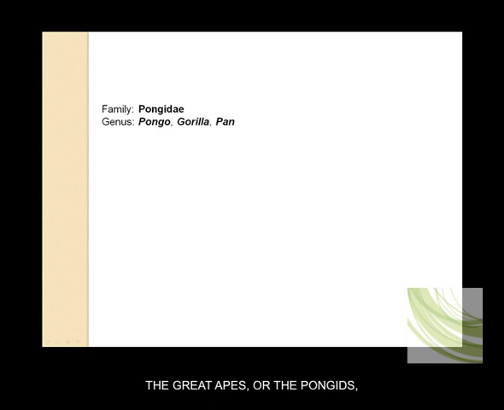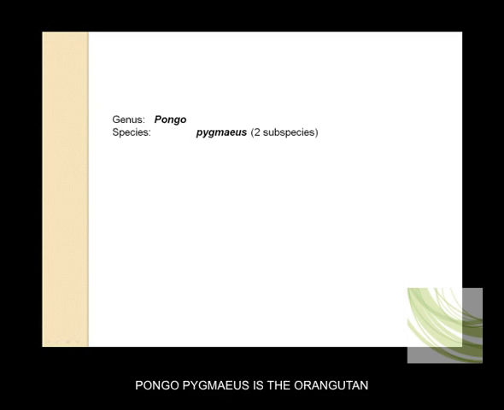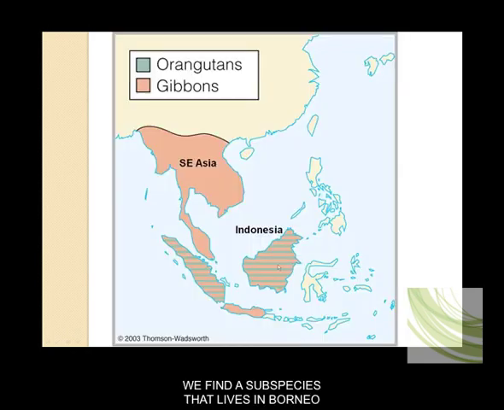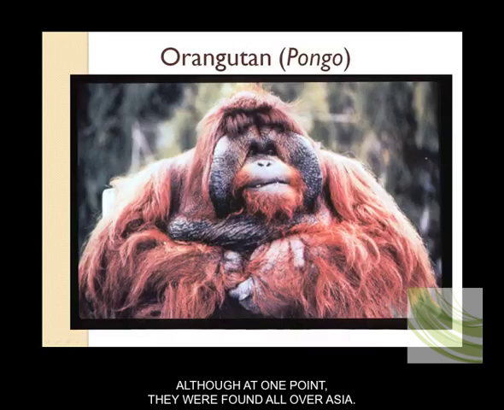The great apes, or the pongids, are made up of 3 different genera. Genera is plural for genus: Pongo, gorilla, and Pan. Pongo pygmaeus is the orangutan and is made up of 2 subspecies. We find a subspecies that lives in Borneo and a subspecies that lives in Sumatra. Those are the only places where orangutans are found, although at one point they were found all over Asia.